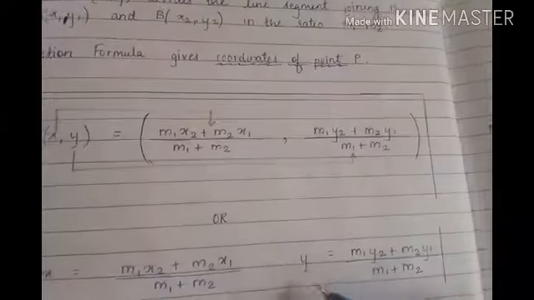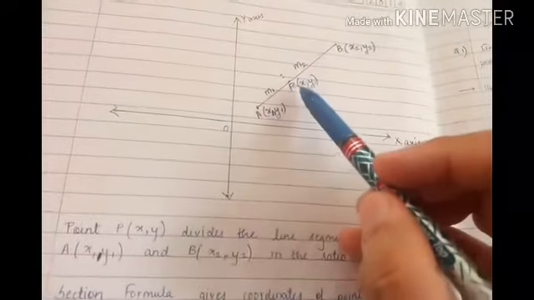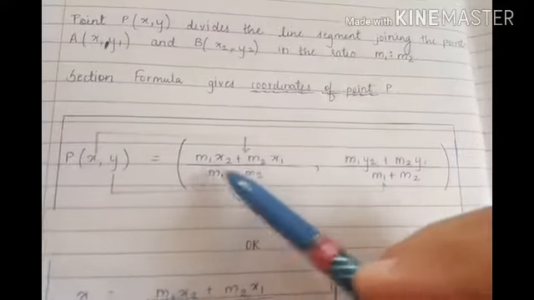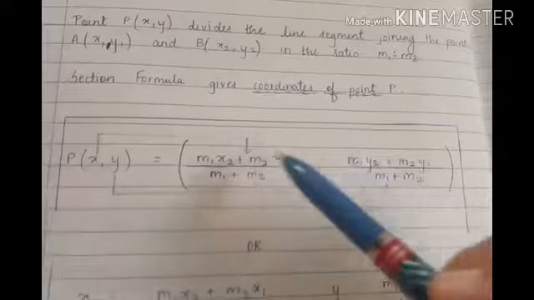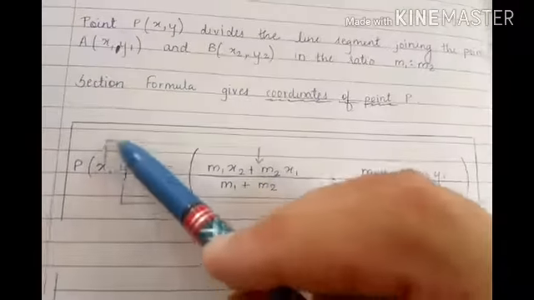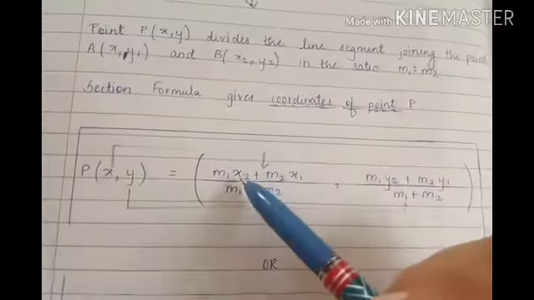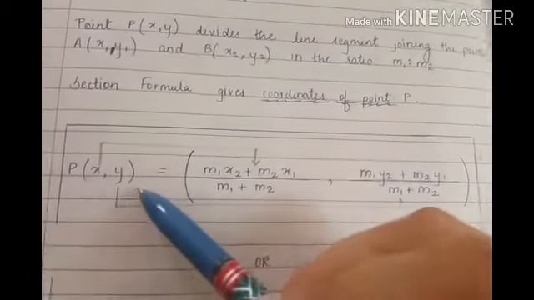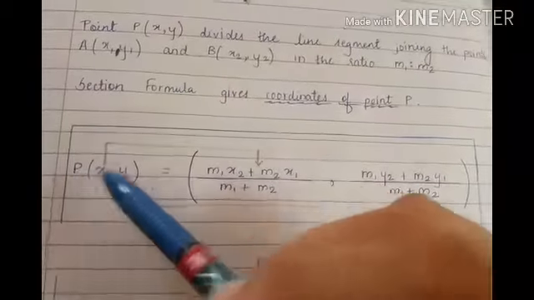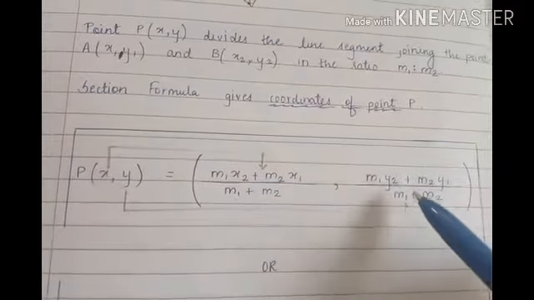You get the y coordinate using this formula, and to find the x coordinate you have to use m1 x2 plus m2 x1 upon m1 plus m2. Both these formulae are same. Only thing here is, since you are finding the x coordinate, you are using x2 x1 here, and since this is y, you use y. Okay, so this is x coordinate of point P and this is y coordinate of point P.